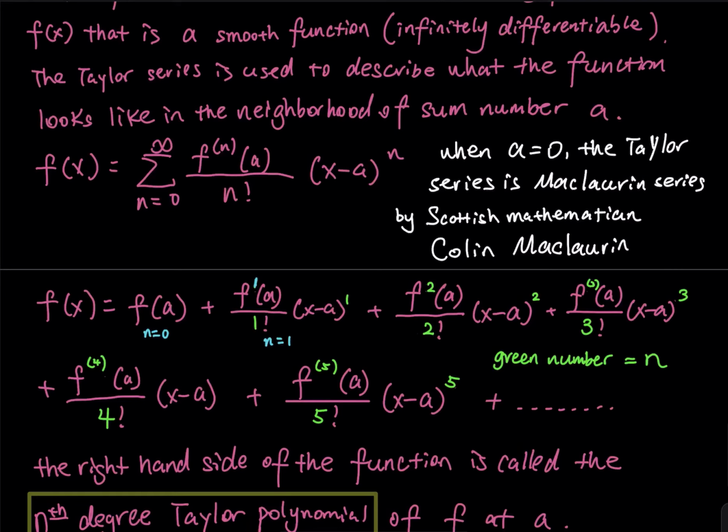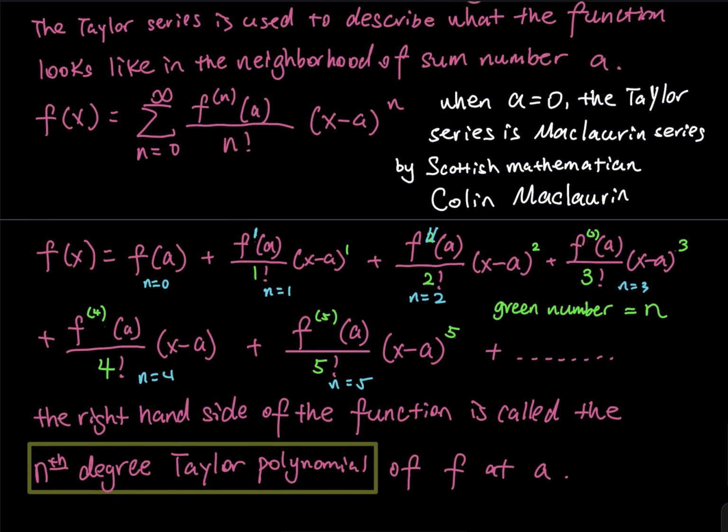And then when n is equal to 2, this 2 is actually the second derivative, and the denominator is 2 factorial, x minus a raised to the 2. And then when n is equal to 3, on top you have f triple prime of a, divided by 3 factorial, x minus a to the third, and so on and so forth. So the n is the green number. And then we have n equals 4, and n equals 5, so you will get a higher degree polynomial, right?